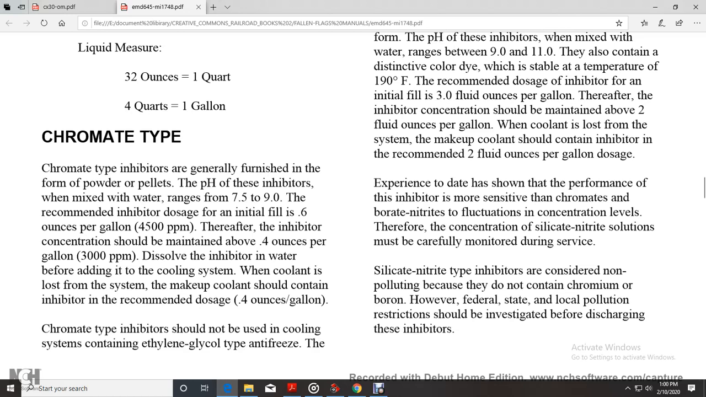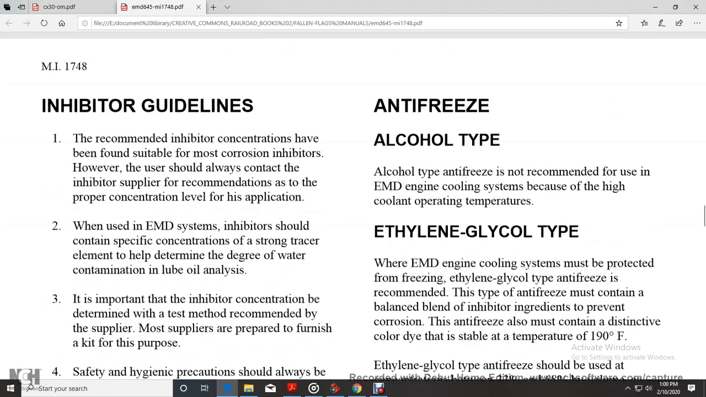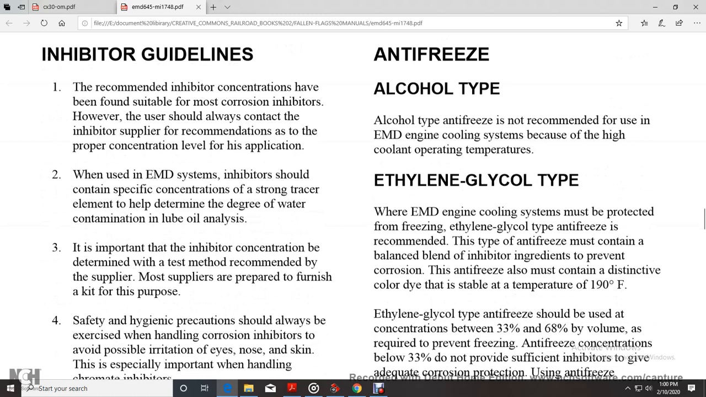Silicate nitrate type inhibitors are considered non-polluting because they do not contain chromate or boron. However, federal, state, and local regulations and restrictions should be investigated before discharging the inhibitors. Inhibitor guidelines: the recommended inhibitor concentrations have been found suitable for most corrosion inhibitors, but always contact the inhibitor supplier for recommendations on the proper concentration level for the application.